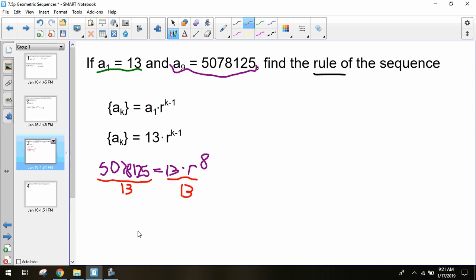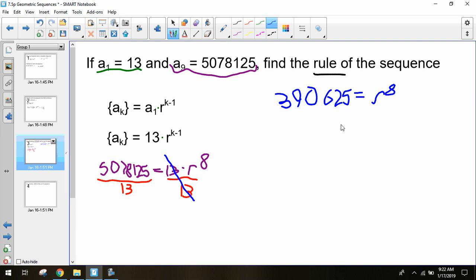And that leaves us with still a pretty large number, but something we can work with. That leaves us with 390,625. And this is equal to, if you look at what we had left, our 13's canceled out. So all we have left is r raised to the 8th power. Once again, sorry for these ugly writings. The mouse is not my friend. So we have this bit of information so far.